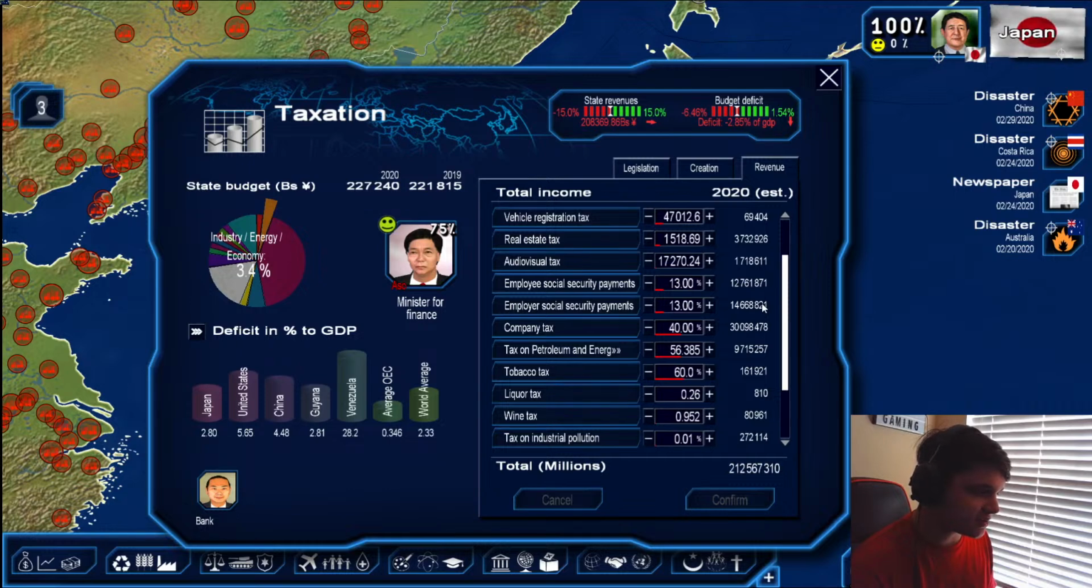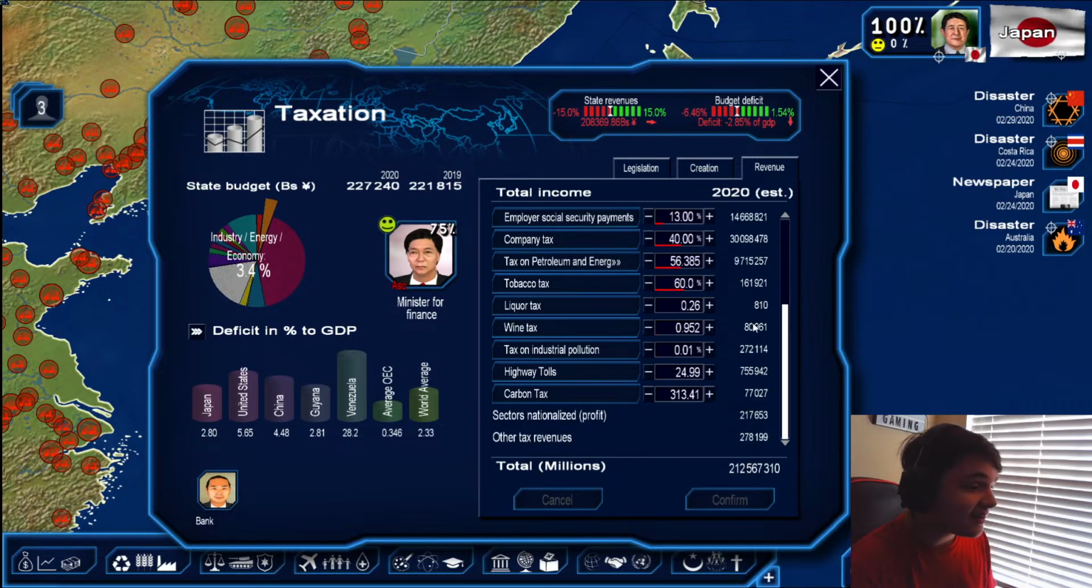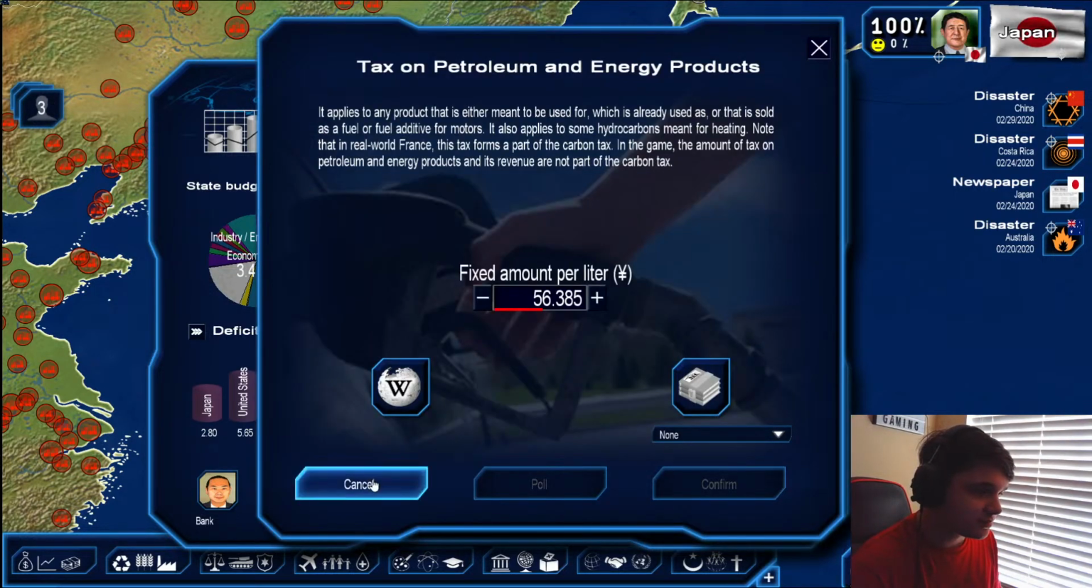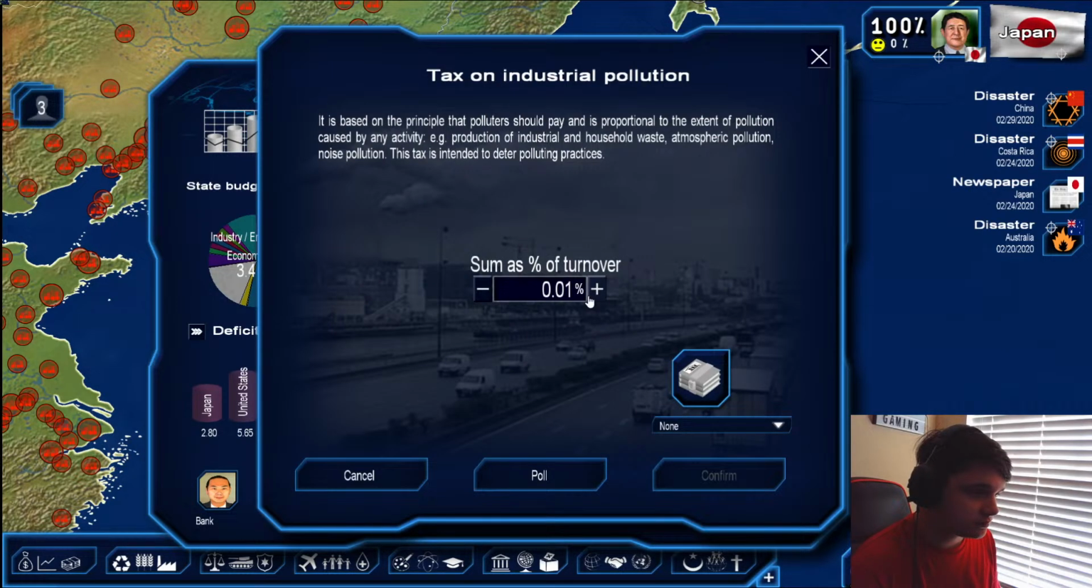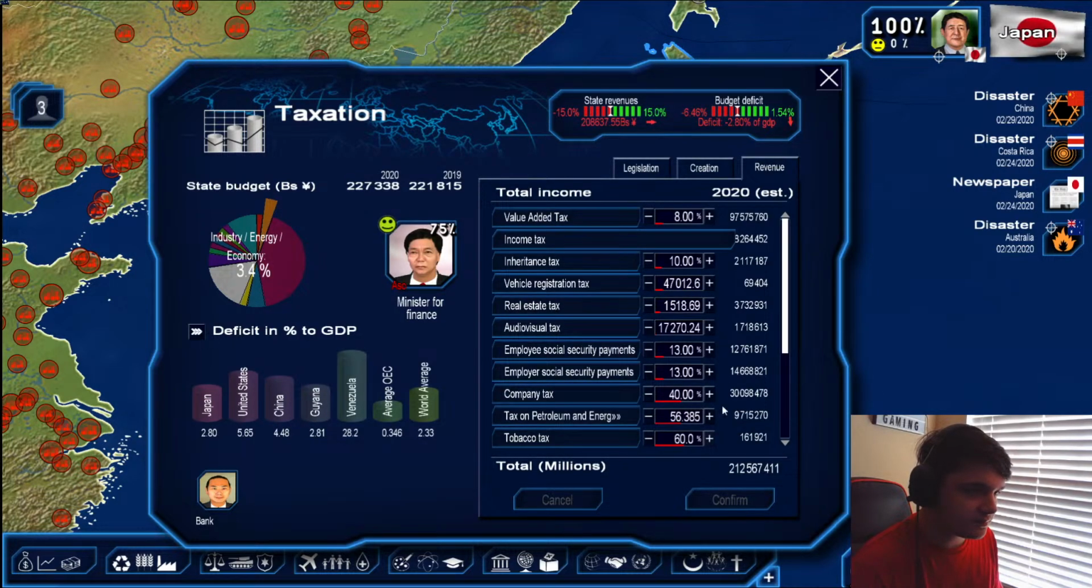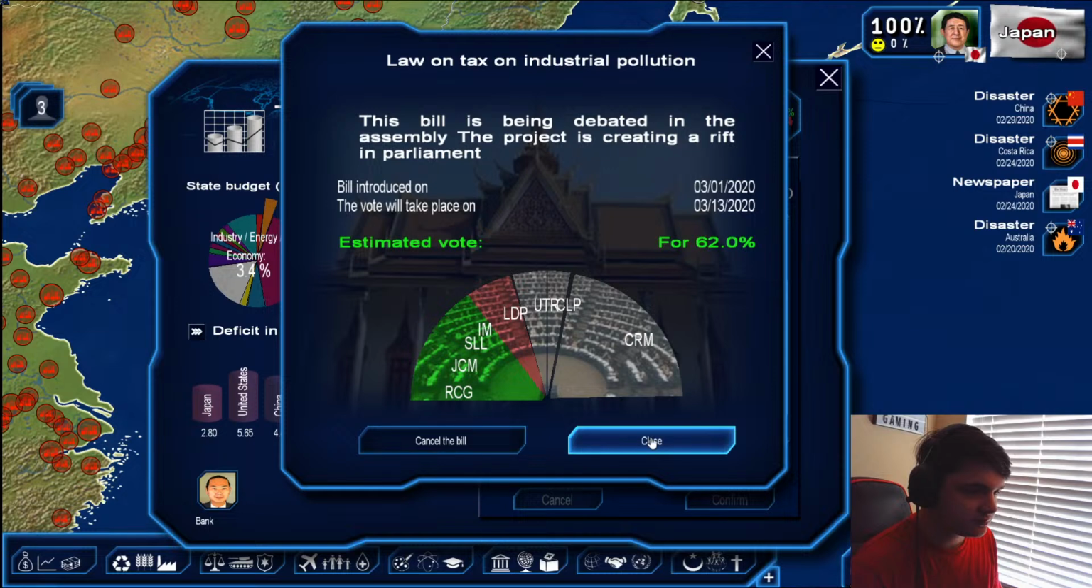It is unrealistic to invade America in any World War scenario. I don't know. 56 yen for the tax on petroleum and energy products. Okay, let's do 200 billion yen. Let's go ahead and do that. Make a little bit of money.